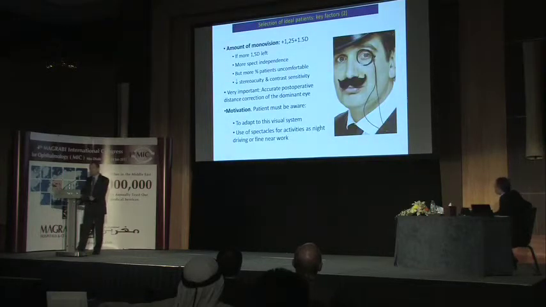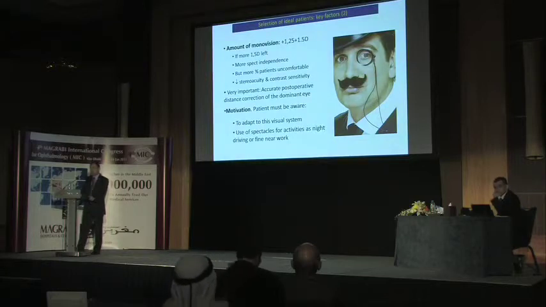What amount of monovision do we leave? Between 1.25 and 1.5 in the non-dominant eye. If we leave more than 1.5 diopters, patients will have more spectacle independence, but they will be more uncomfortable, and there will be a greater decrease in stereoacuity and contrast sensitivity. It is very, very important that an accurate postoperative distance correction for the dominant eye can be obtained. The patient must be motivated for this type of vision, because they have to adapt to it, and they have to be aware that they may use thin spectacles for activities requiring precision, both for near and sometimes for distance.